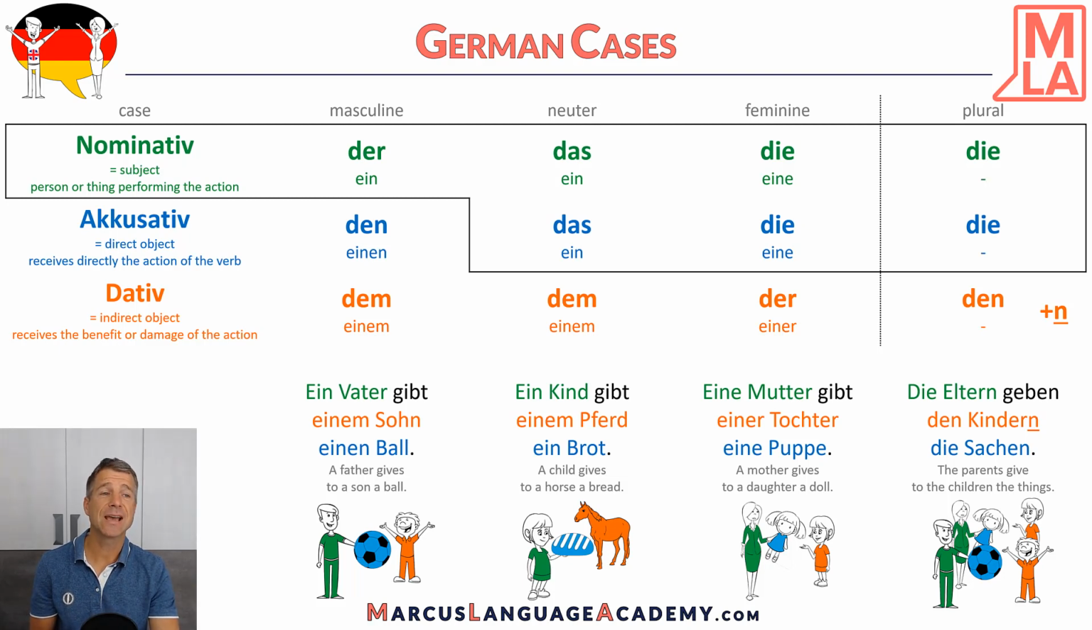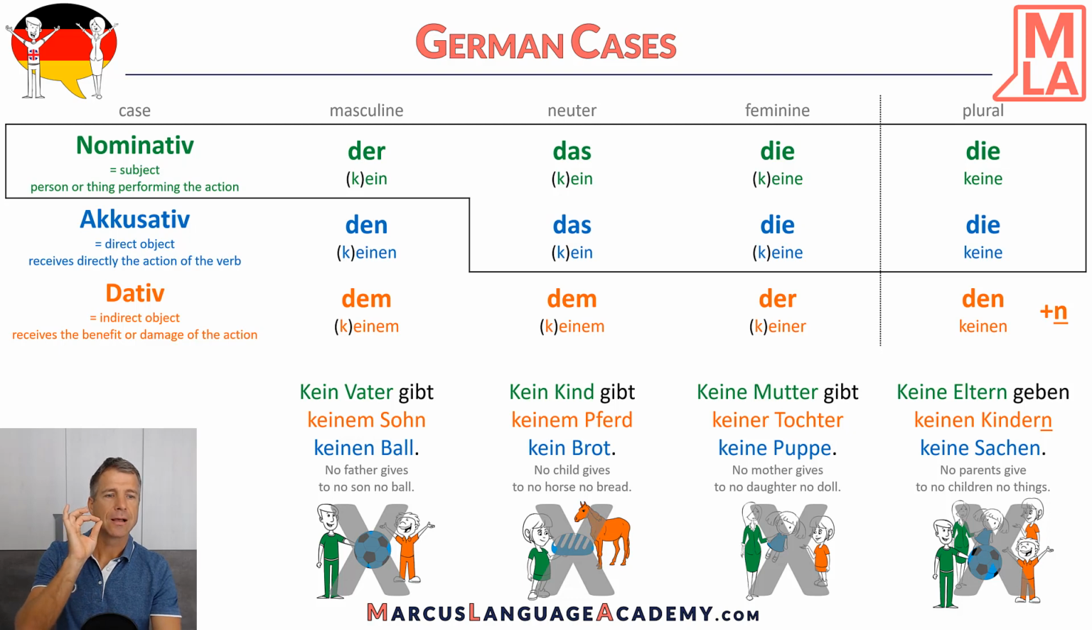And in plural, actually there is no indefinite article, but we could say keine. No? We could say keine Eltern geben keinen Kindern keine Sachen. So no parents give to no children no things. And here you see also in nominative it's keine, in accusative keine, because there's no change, and in dative it's keinen. No? The same applies when you want to use no father gives no son, no ball.